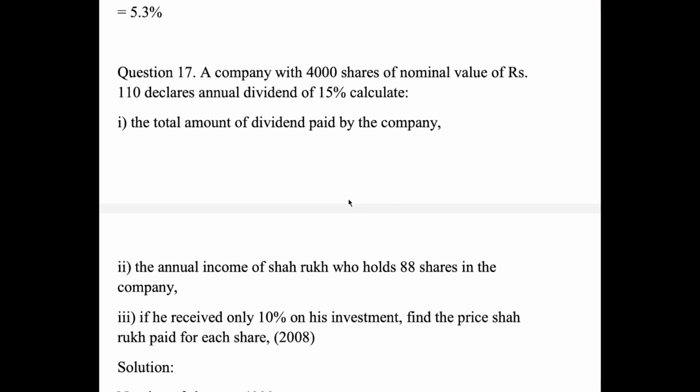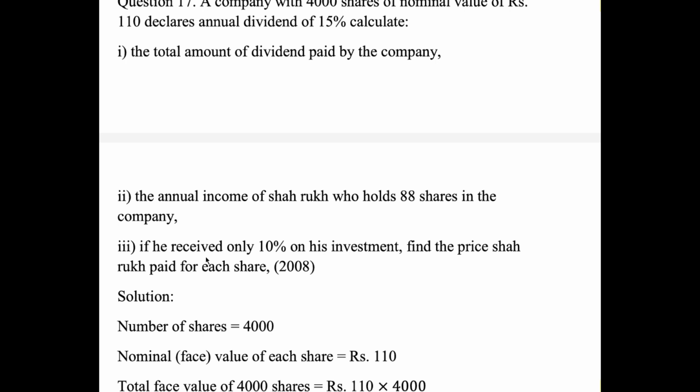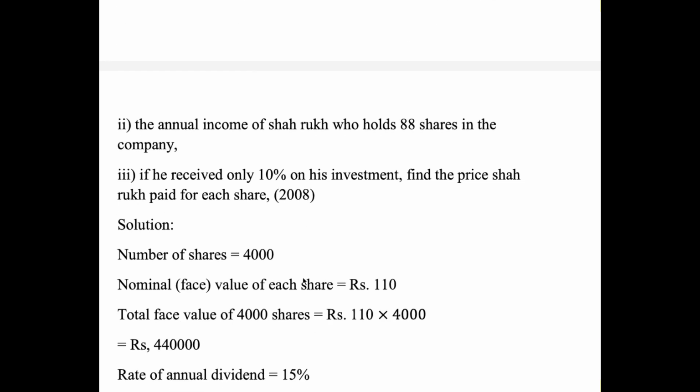A company with 4,000 shares of nominal value of rupees 110 declares annual dividend of 15%. Calculate the total amount of dividend paid by the company. Number 2, the annual income of Shahrukh, who holds 88 shares in the company. Number 3, if he received only 10% of his investment, find the price Shahrukh paid for each share. Let's come to the solution part.